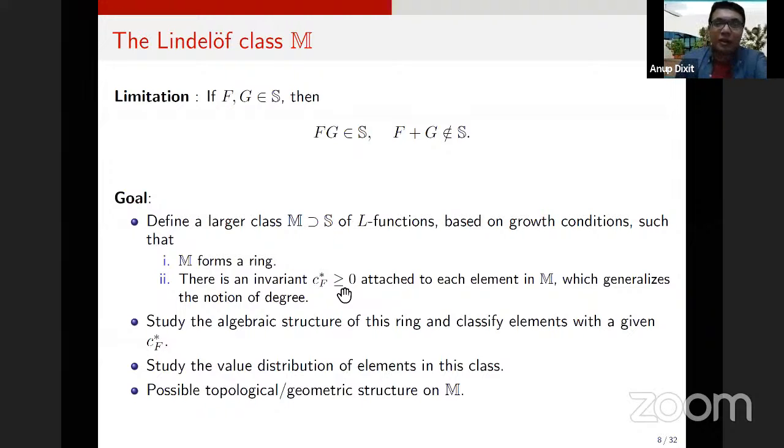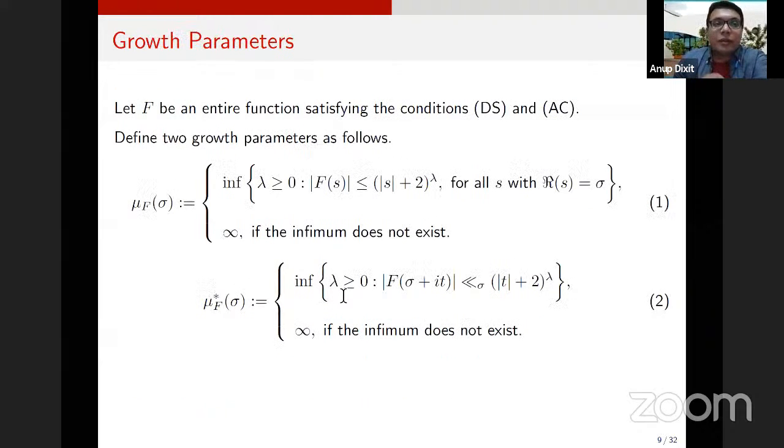Okay, so let's try to introduce this class. So first, let me introduce certain growth parameters. Instead of going through it line by line, what's happening here is, for a given function which has a Dirichlet series and an analytic continuation, for a given sigma, I want to see how it is growing on the vertical line, the real part of s equals sigma.